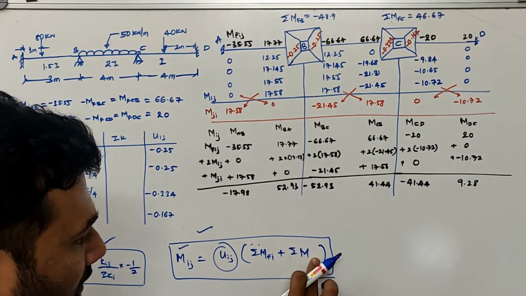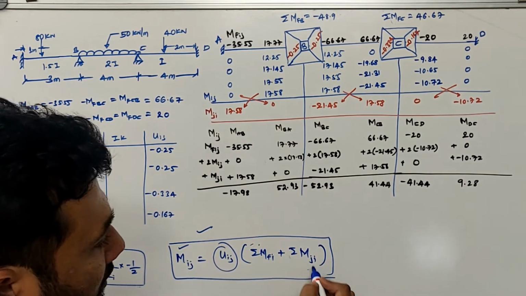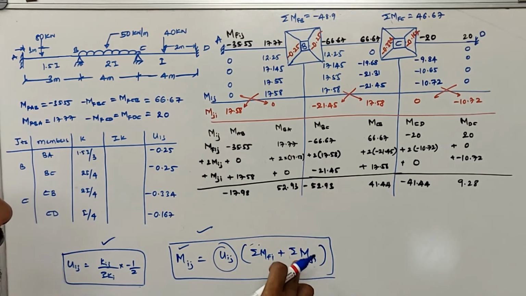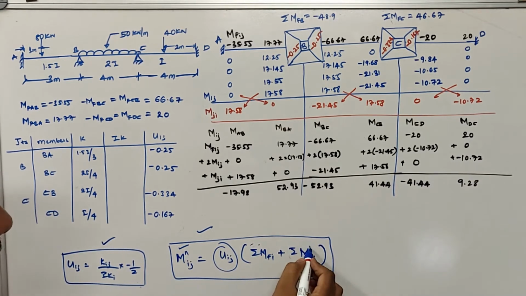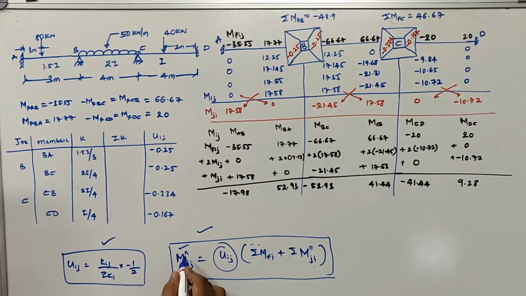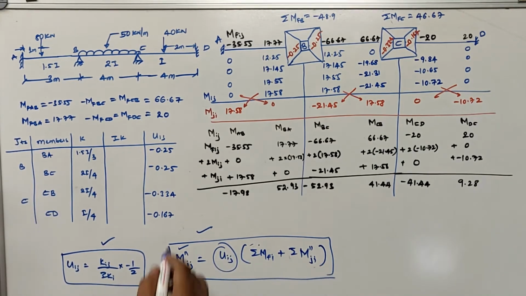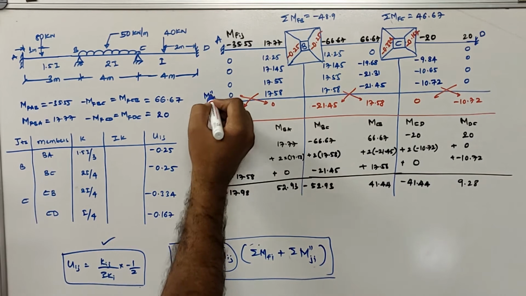Mji, sorry, this is a small correction. Mji represents the rotation at the far end, Mij represents the rotation at the near end. I hope you all remember. So we had also used double dash symbol. Mij is representing the rotation at the near end, Mji is representing the rotation moment at the far end. Okay, I have not written over here, anyhow I'll just correct it quickly.